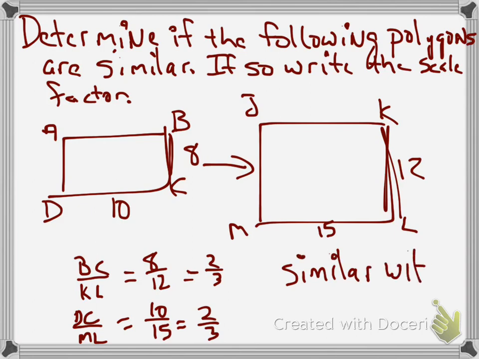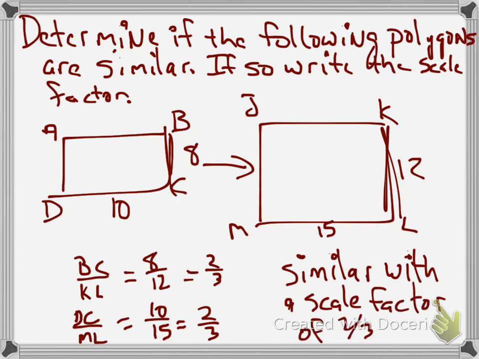Now, if I had gone from the large one to the small one, all that would have done is switch that scale factor to 3/2. It would have just made it a reciprocal. So you should, in a sense, get pretty much the same answer no matter what.